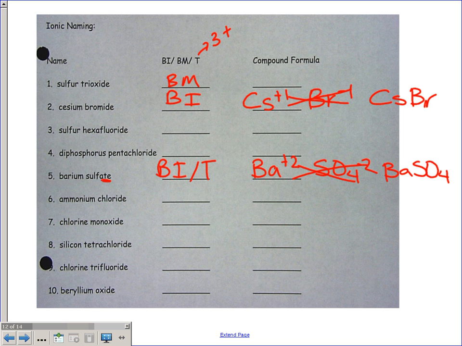Ammonium chloride. Ammonium chloride technically doesn't have a metal, but ammonium is a positively charged polyatomic ion. Chlorine is a negatively charged ion. That is a tertiary compound because it has more than 2 elements. NH4+ is ammonium, and I'm getting that off of page 7 of my reference table. Chlorine with a negative 1 charge. When those crisscross, they're going to cancel. NH4Cl.